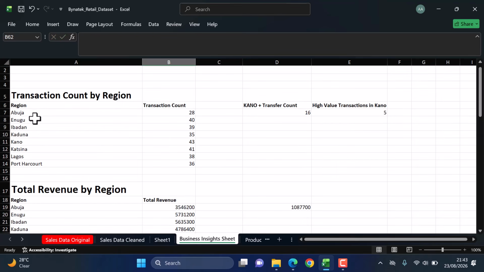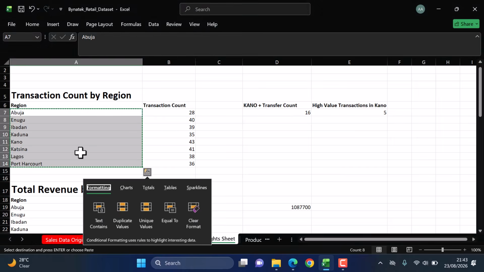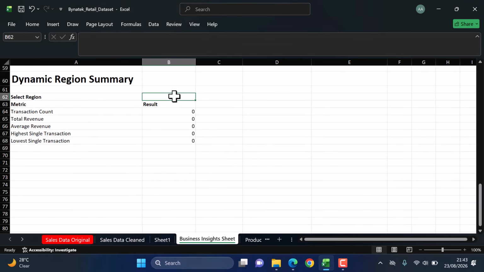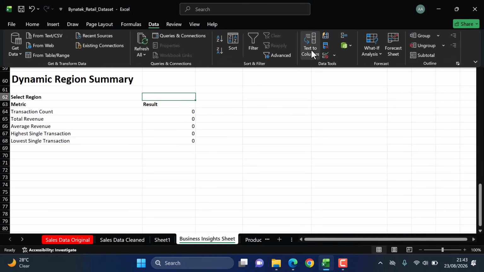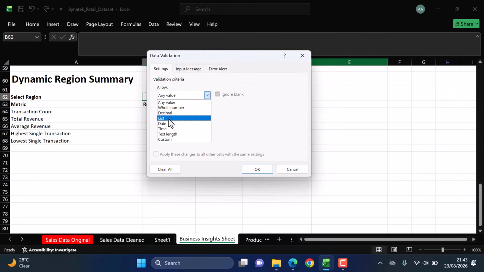We have the list of our states here. Assuming in B62, we now decided to do some data validation. Let's say a list, and we paste what I copied. Didn't I copy it?